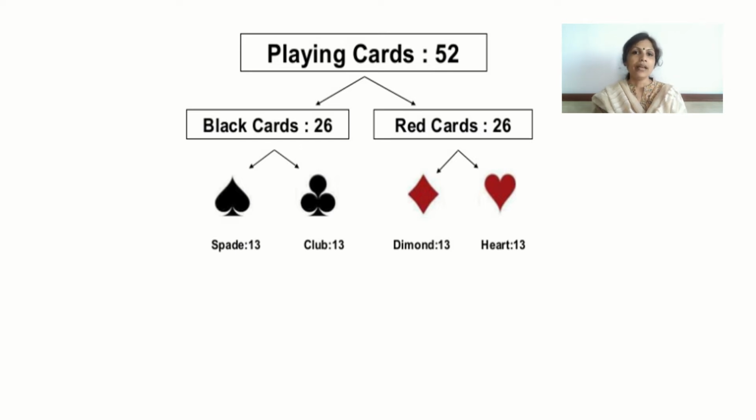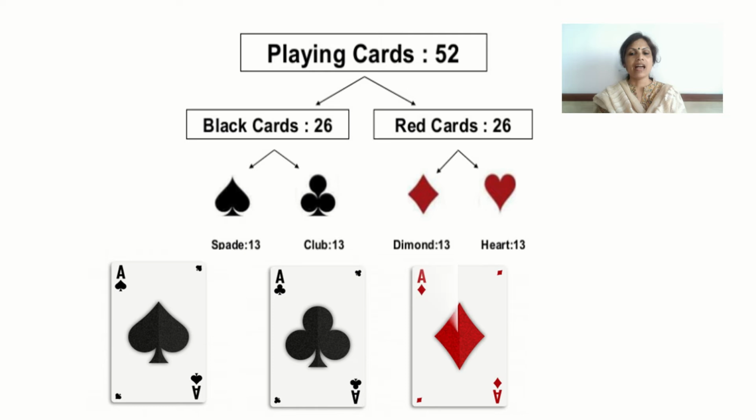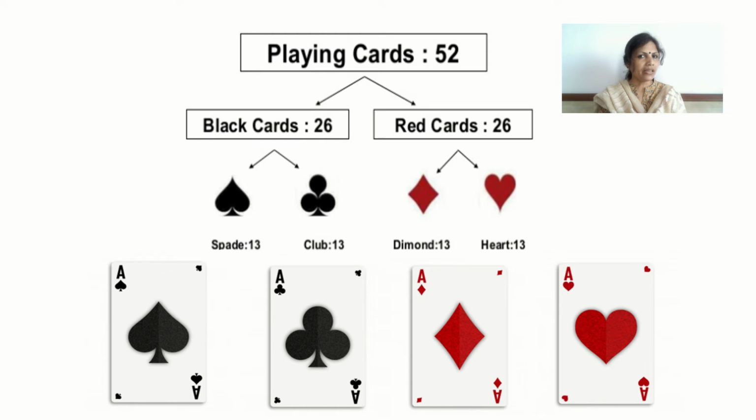Alright, now in these 13 spade cards, we have one ace. This is called the ace card of spade. This is the ace card of club, ace of diamond, and ace of heart. So out of 13, one is an ace card, and along with the ace card, we have some face cards also. So let's have a look at that.